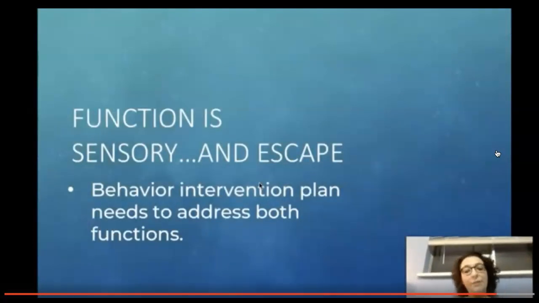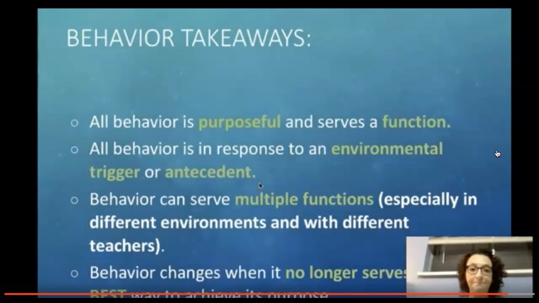And so, like I said before, the behavior served two functions, sensory and escape, and the intervention plan needed to address both those functions, because me handing him a drum was not going to stop the drumming. He was doing it specifically to his hands so that I would get nervous and say, let's keep walking.